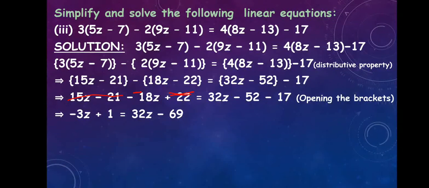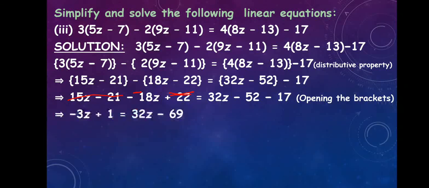Next will be addition of variables to variables and constants to constants. 15z minus 21, 15z minus 18z will be minus 3z, minus 21 plus 22 will be plus 1. 32z is a lone variable there, so it will remain the same. Minus 52 minus 17 will be minus 69.